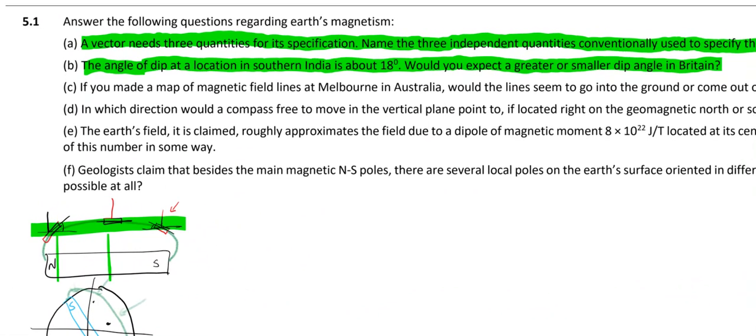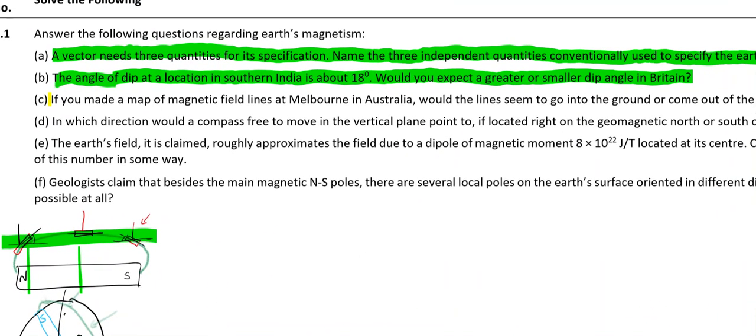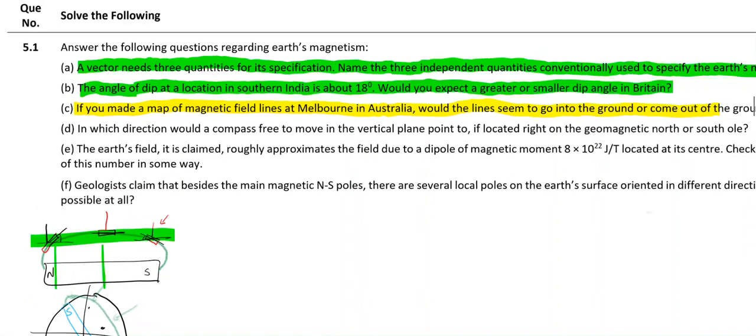Next question. If you made a map of magnetic field lines at Melbourne in Australia, would the lines seem to go into the ground or come out of the ground?